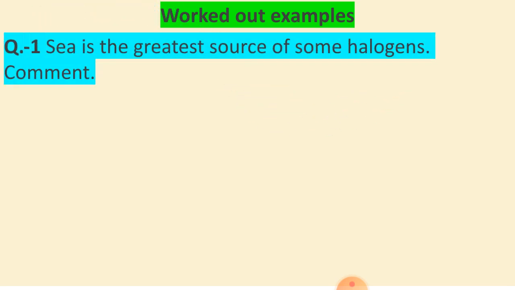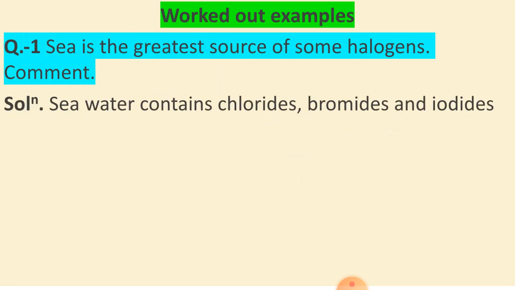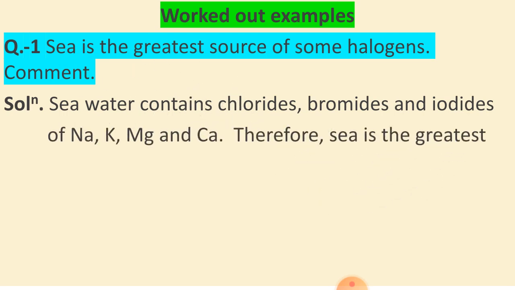So now dear students, next we work out examples which are related to the topic which you have to study here. First question, sea is the greatest source of some halogens. Comment on this statement. Your answer is: sea water contains chlorides, bromides and iodides of sodium, potassium, magnesium and calcium. Therefore, sea is the greatest source of halogens.